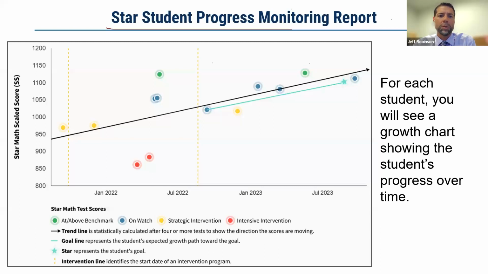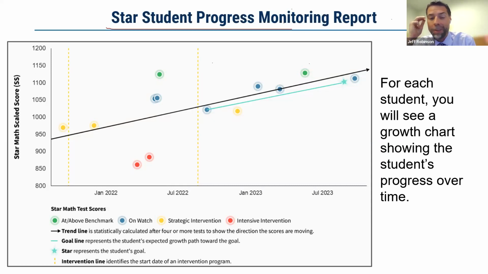So this report just gives you an idea of when you set goals, how the student is progressing towards the goal, and whether they are expected to meet the goal or not. If after 4 or more progress monitoring events you can see the student is really off track to hit their goal, then maybe it's time to reconsider either the goal or the intervention program that's being used.